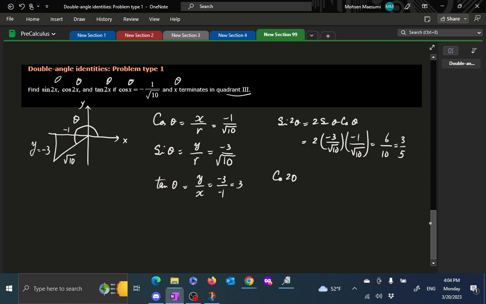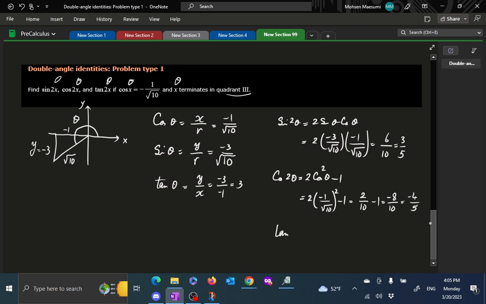Cosine of 2 theta. Let me just use the fastest one. Cosine square minus, fastest meaning just directly from the input I can get this without needing any of these. So 2 cosine square of theta, which is minus 1 over radical 10 squared, minus 1. So this becomes 2 over 10 minus 1, which is minus 8 over 10, which is minus 4 over 5.